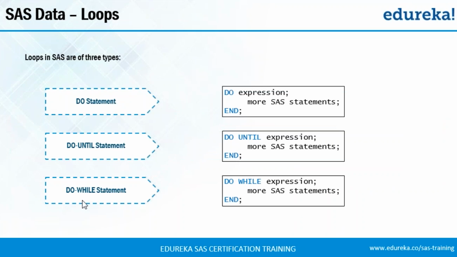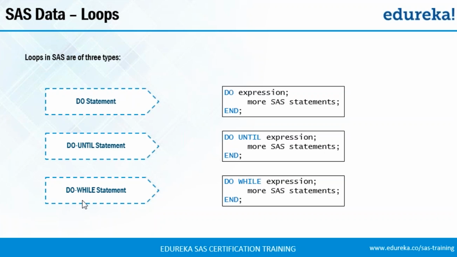Loops in SAS are of 3 types. A do statement, that's the simplest of loops. A do statement is where you execute certain statements within the do loop. If losses are greater than, say, 200, do this. So it will keep on doing it as long as the losses are greater than 200.